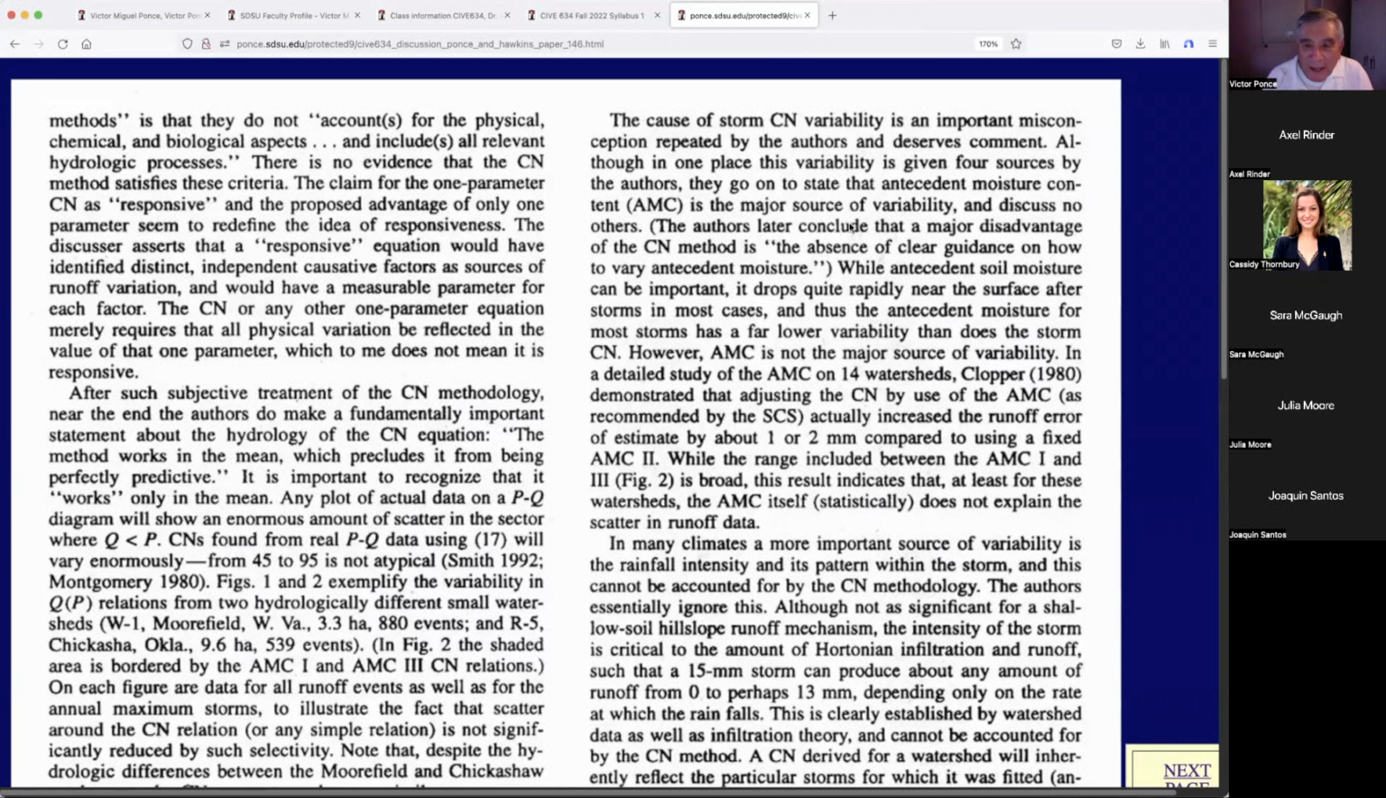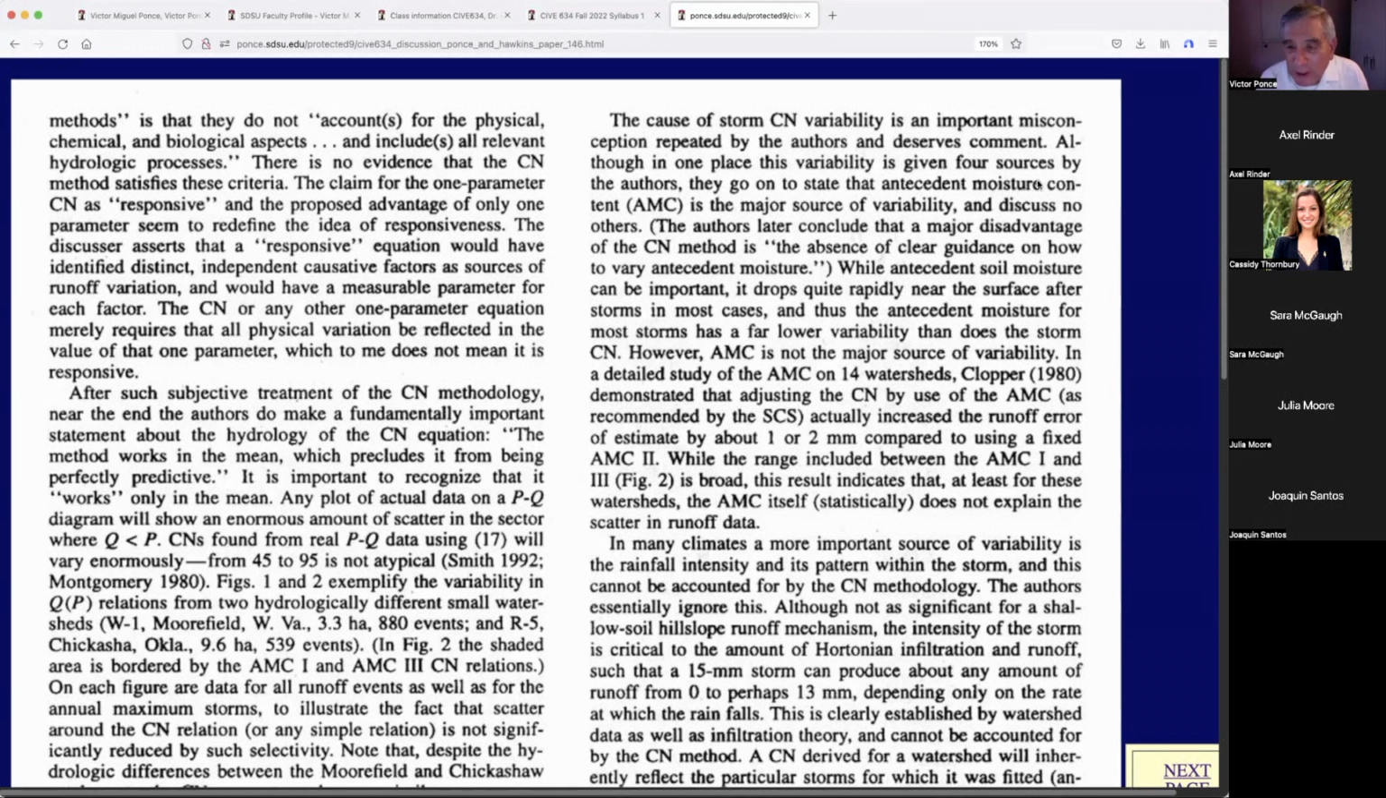Okay. The cause of storm variability, CN variability, is an important misconception repeated by the authors. I'm not quite sure that he knew this stuff. I'm not quite sure that he had knowledge or was privy to information that I was already privy to. I talked to the boss, to Don Woodward, in the Arboretum, and he spilled all the beans on me. I am not sure that Don ever talked to Roger Smith and spilled any beans on him. So he doesn't know this stuff, okay? So he says, important misconception repeated by the authors.